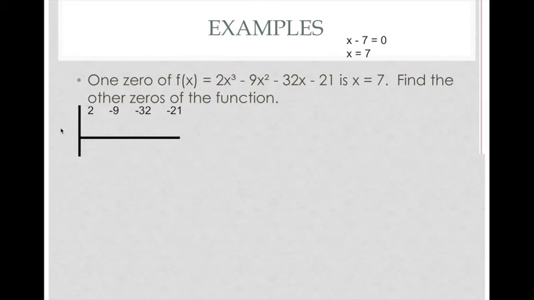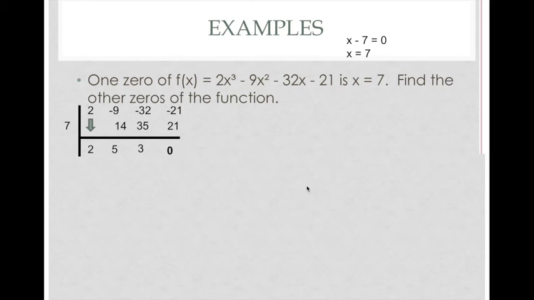So I need to put each one of my coefficients inside my synthetic division box and have my 7 on the outside. Then I need to bring down my first coefficient, 2. 2 times 7 is 14. Negative 9 plus 14 is 5. Negative 32, 7 times 5 is 35. Negative 32 plus 35 is 3. 7 times 3 is 21. Negative 21 plus 21 is 0. This proves that x minus 7 is a factor of this polynomial.